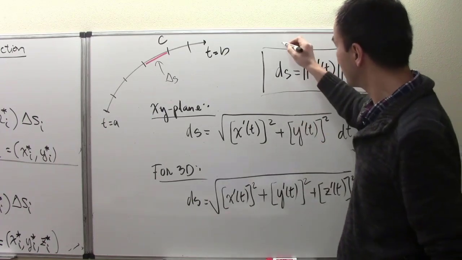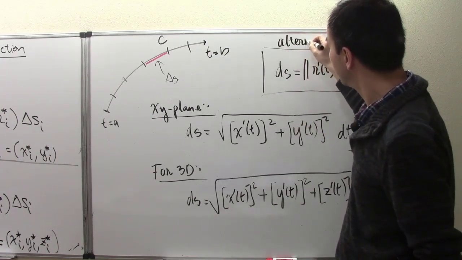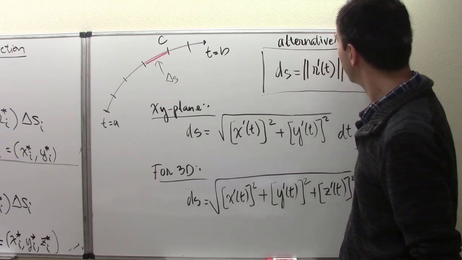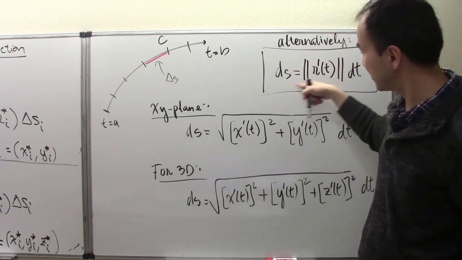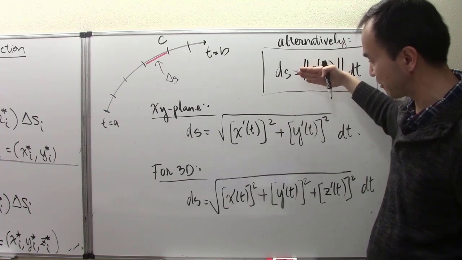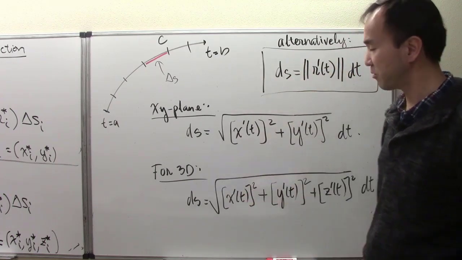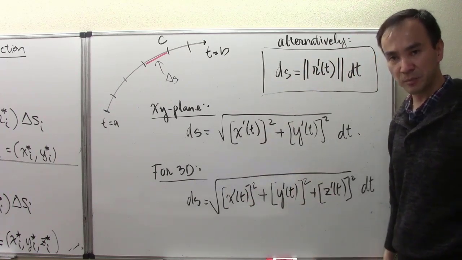And so that's an alternative way of seeing it. Alternatively, we see ds as this right here. That really generalizes the two cases, being in the 2D plane or in 3D space.